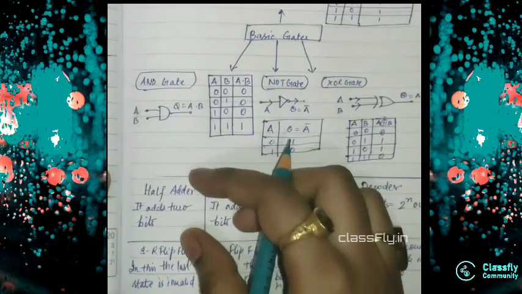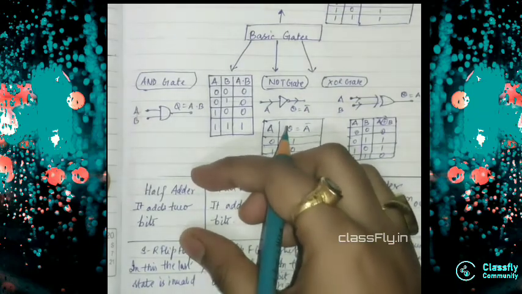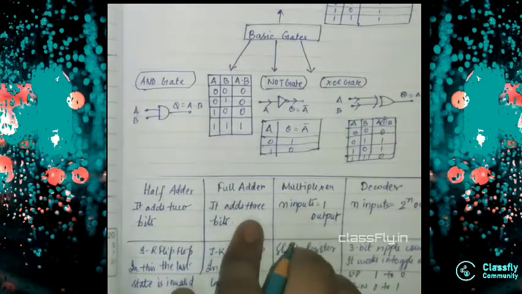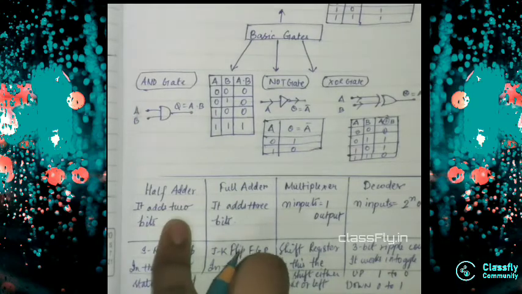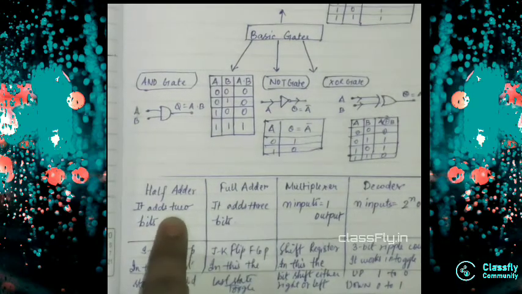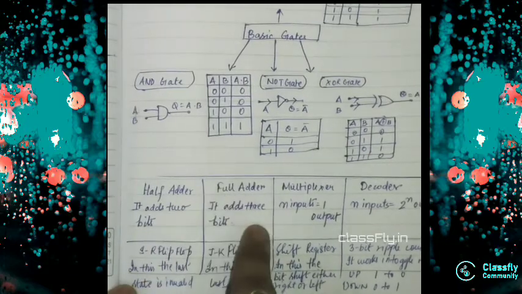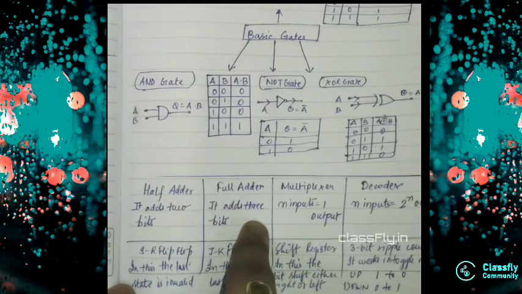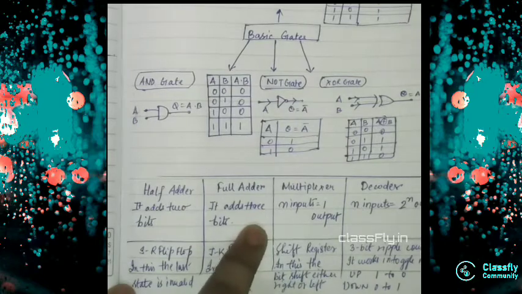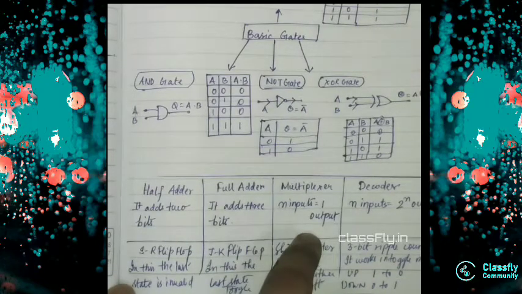See, half adder basically adds 2 bits, so we proceed to a full adder which adds 3 bits, because this is the disadvantage of the half adder, that it can't add another bit. So to fulfill the needs, we start doing the full adder. Now after the full adder, we went to multiplexer.